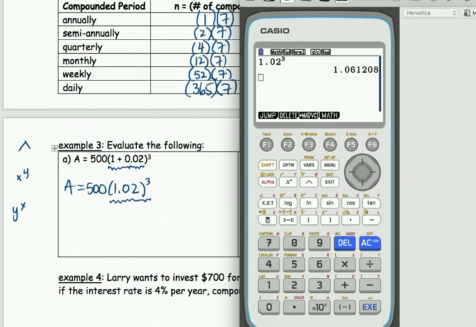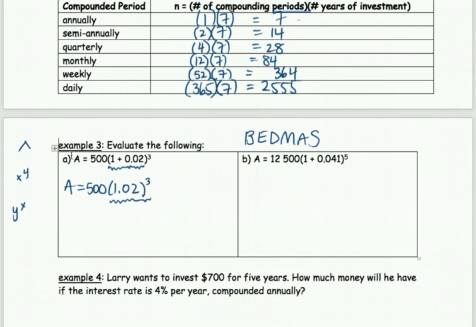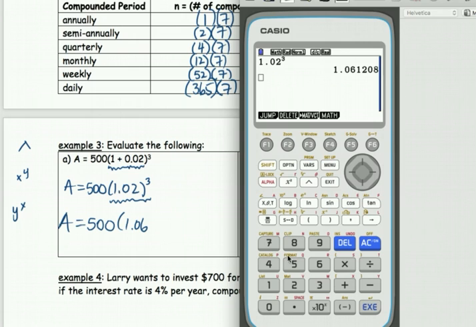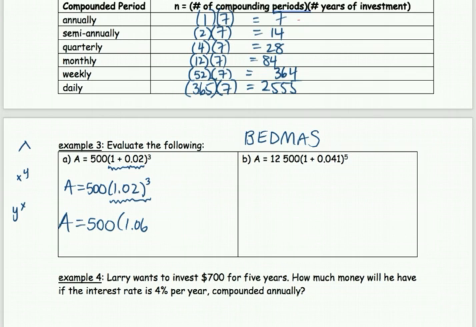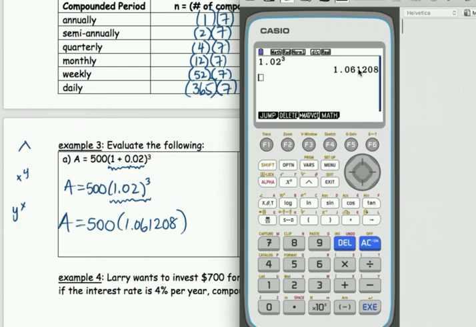So again, I could write that down here. So it'll be 500 times 1.06. Okay, but once you find that part, I'm okay if you just keep that on your calculator and then go times 500 instead of writing it here on the paper and taking more time. So use that number there, times the 500 equals 530.